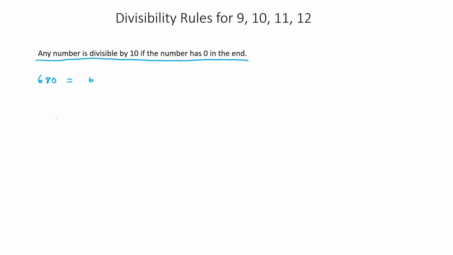But to double check, let me do 680 divided by 10. That goes 6, and then leaves us with 8, which goes over to the 0, leaving 80. So 68 with no remainder. Let's take another number, say 150. According to the rule, it should be divisible by 10, and to double check, let's do 150 divided by 10. That goes 1 and then 5 with no remainder, proving that this rule works.